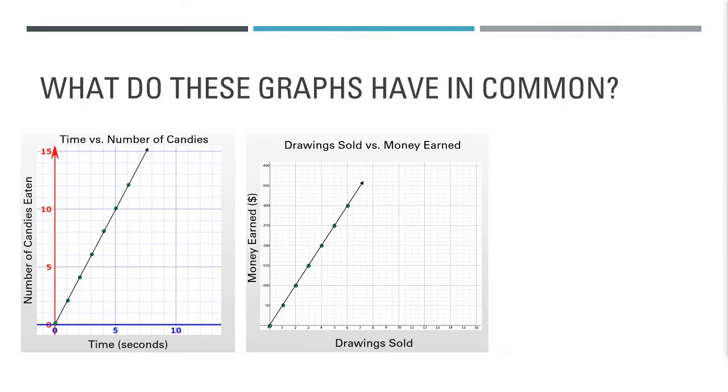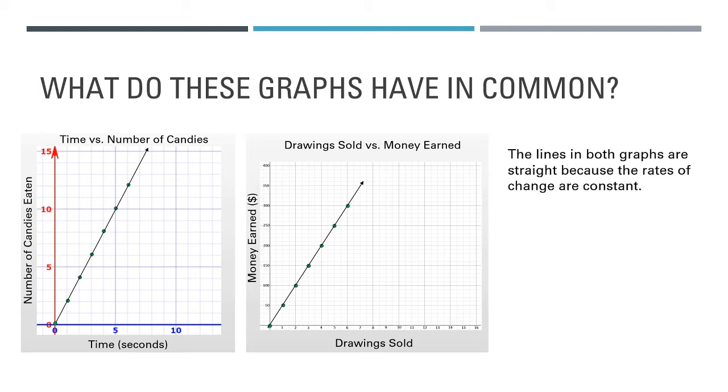Now that we hopefully understand the definition of partial variation, we can start to look at some of its characteristics. The first characteristic we'll look at is what does it look like in a graph? What did the two graphs that we were working with have in common? Well, the first thing we can notice is that both graphs are a straight line. And they are straight lines because they both have rates of change that are constant.